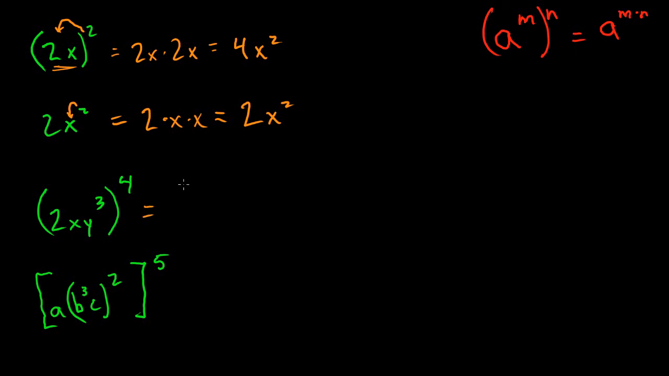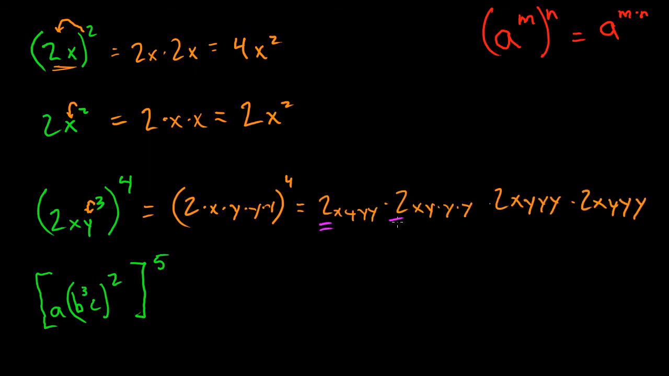In the next example, we have 2 times x times y^3 in our grouping symbol, raised to the 4th power outside. Remember that the exponent always relates to the base directly below it. So in this case, we have 2 times x times y times y times y in the parentheses, raised to the 4th power, which means we have to take all of this and multiply it by itself 4 times.